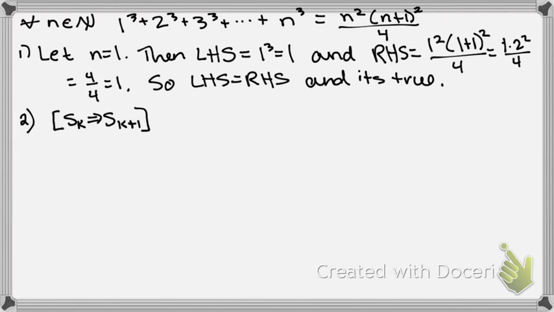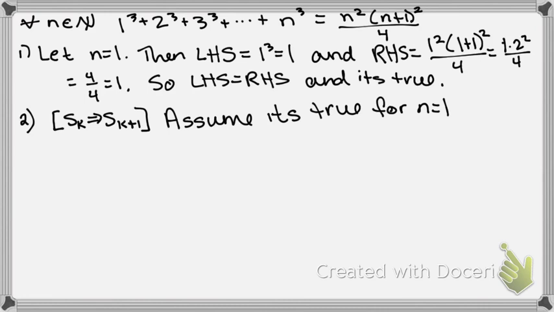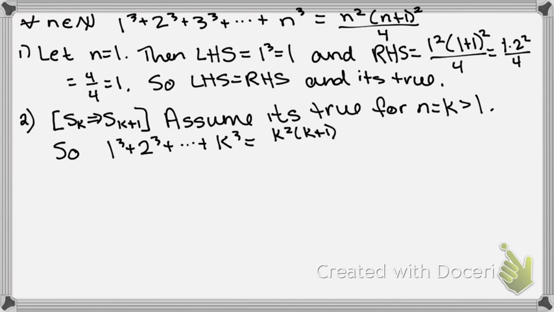So we're going to assume it's true for n equals some k that's bigger than 1, because we already showed that it's true for 1. Now I'm going to write down what that means. 1 to the third plus 2 to the third plus dot dot dot plus k to the third is equal to k squared times k plus 1 squared divided by 4. So that's the if part.